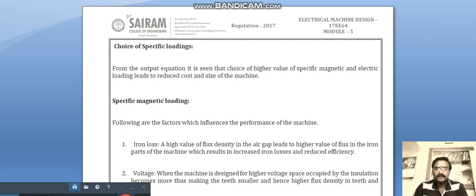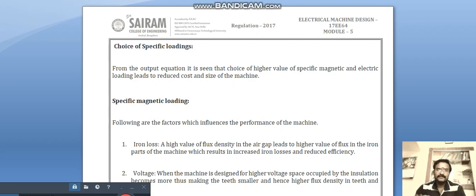Hi to all. In this video, we are going to see about choice of specific loadings. There are two types of specific loadings. One is specific magnetic loading, another is specific electric loading. These are the two main things that will decide the performance of the machine.